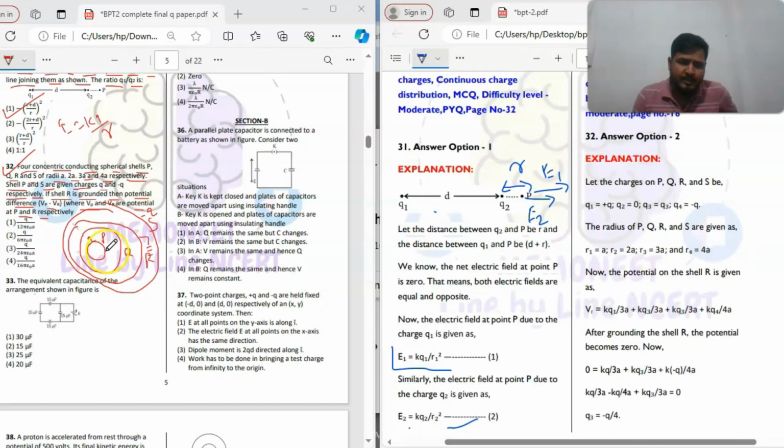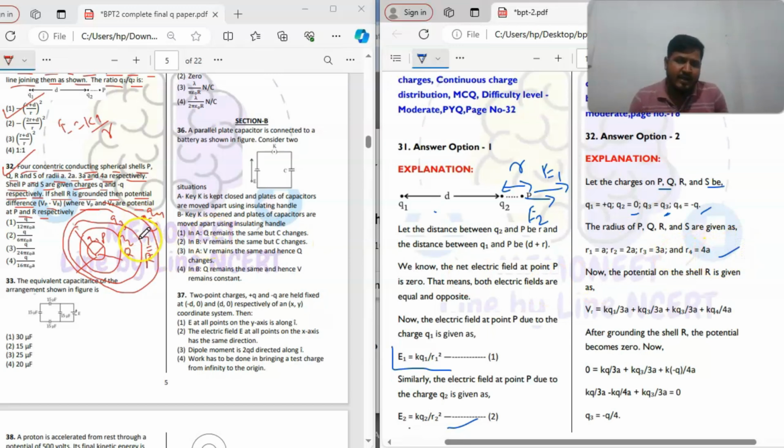So let us suppose the charge on P is Q1, the charge on Q is Q2, the charge on R is Q3, and the charge on S is Q4. Given here, Q1 is equal to Q, and on Q there is no charge, so Q2 is equal to 0. We have to find Q3, and Q4 is minus Q. And the radii are R1, R2, R3 and R4, which are A, 2A, 3A and 4A.